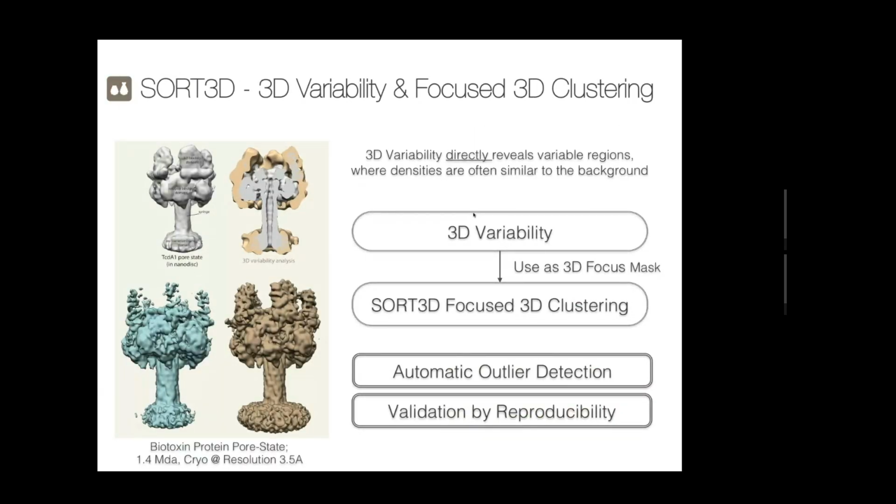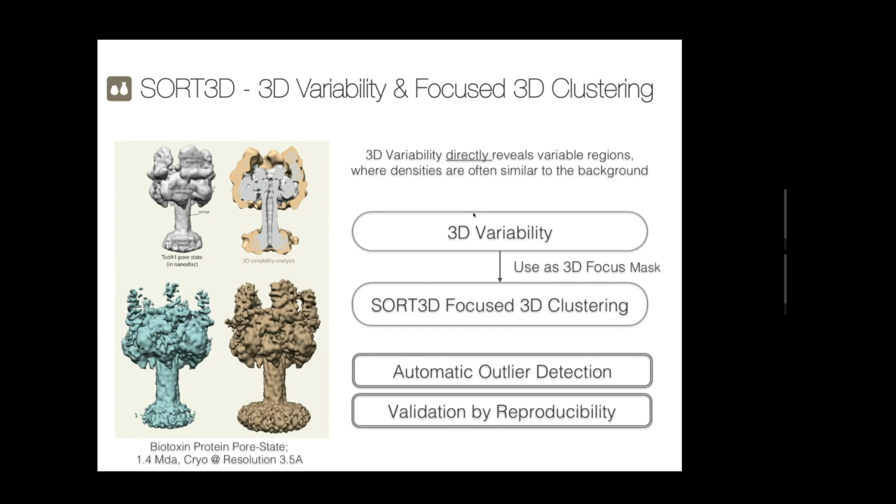I believe one of the most distinct features of SPHIRE is the combination of the 3D variability assessment and the focused 3D clustering. Notably, the 3D variability can directly reveal variable regions, which are invisible in the density map. On the other hand, local resolution cannot visualize all of the variable regions because it considers not only noise, but also signal.